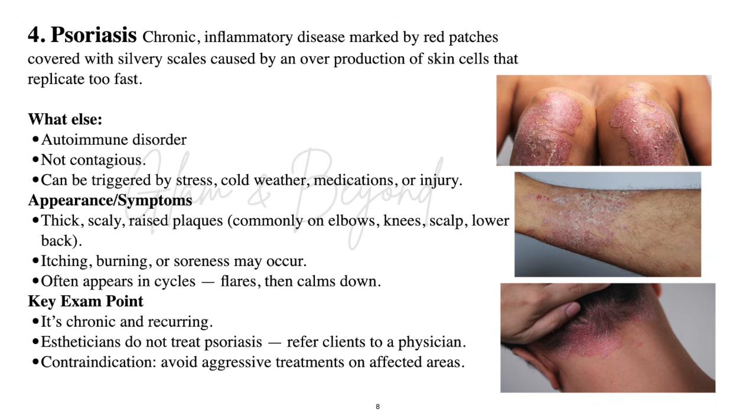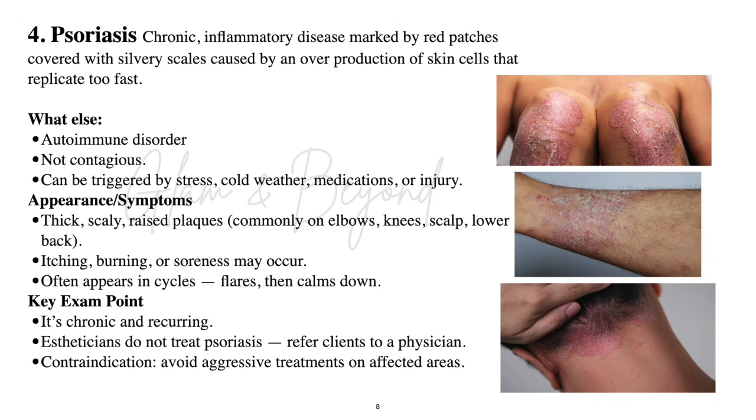of skin cells that replicate too fast. What else? Autoimmune disorder, not contagious, can be triggered by stress, cold weather, medications, or injury. Its appearance, its symptoms: thick, scaly, raised plaques, commonly on the elbows, knees, scalp, and lower back. Itching, burning, or soreness may occur, often appears in cycles, flares, then calms down.